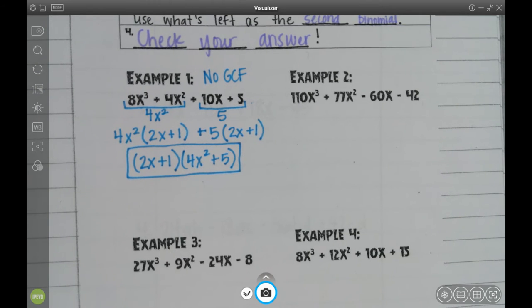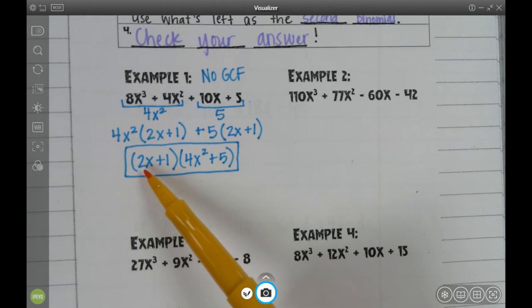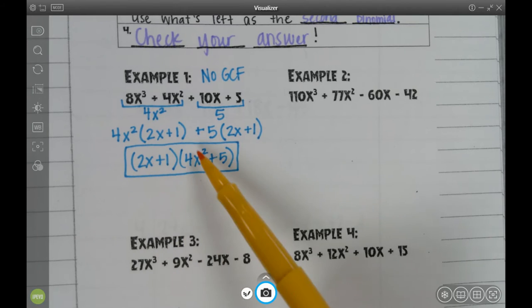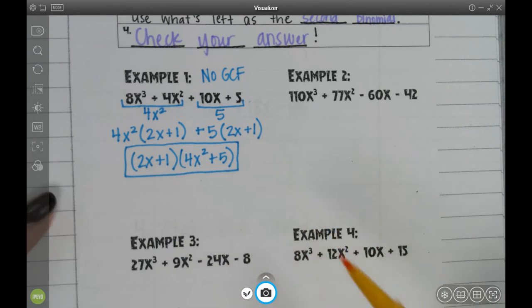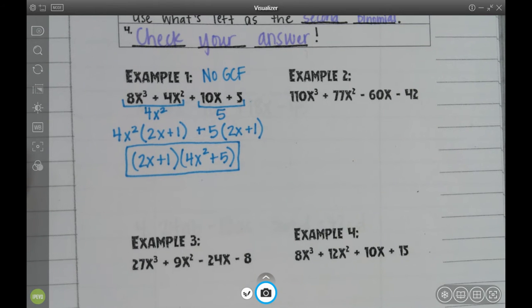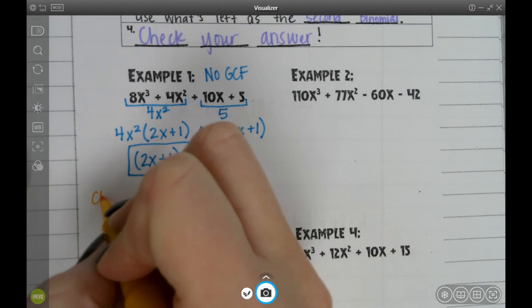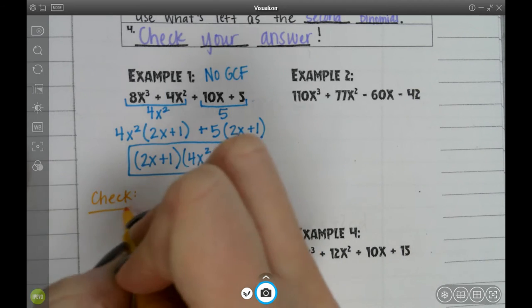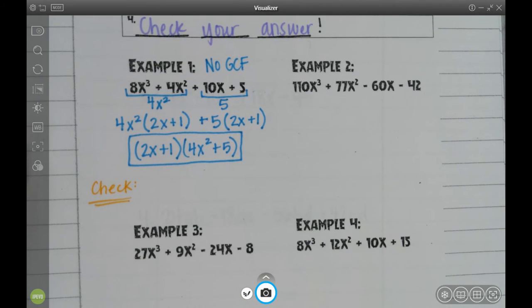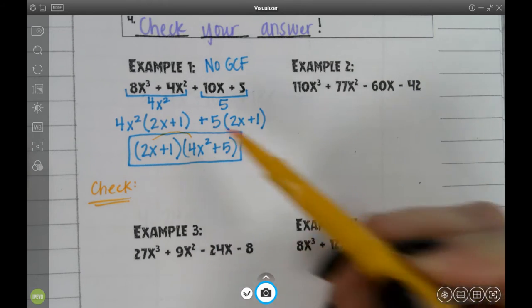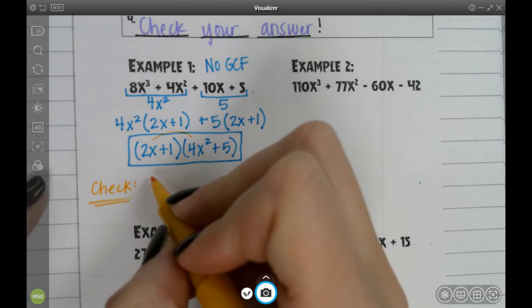So if this were that quiz, then I would take this personally and I would multiply it out to make sure. So I'm going to check on this first one, and then I'm not going to take the time to check all of them because we have quite a bit to do today. So if I were going to check my answer, which I highly recommend you do on tests and quizzes, even on your homework, it's good practice, because I'm going to multiply this back out. So 2x times 4x squared is going to be 8x cubed.